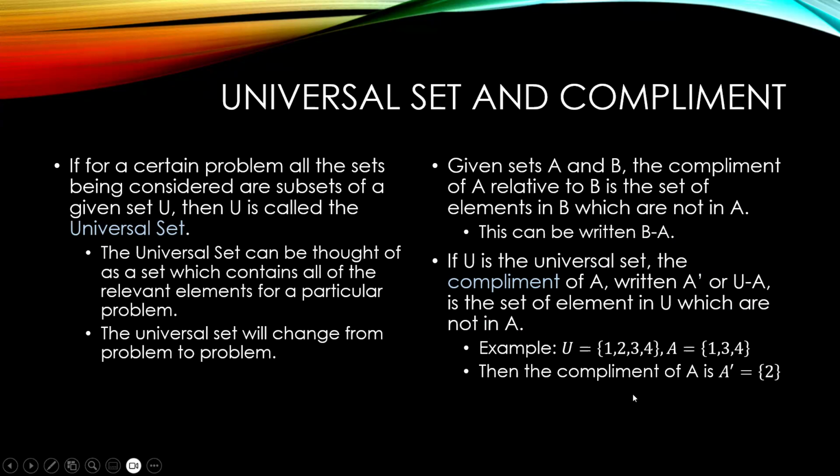And so here's an example. If you let U be equal to {1, 2, 3, 4}, so the entire set is 1, 2, 3, 4, and A is {1, 3, 4}, then the complement, A prime, would just be the set containing 2. The complement is just all of the elements not in your set.